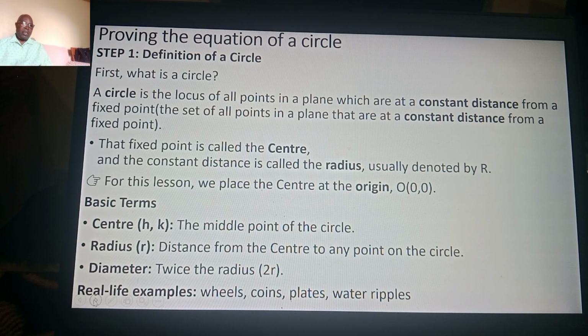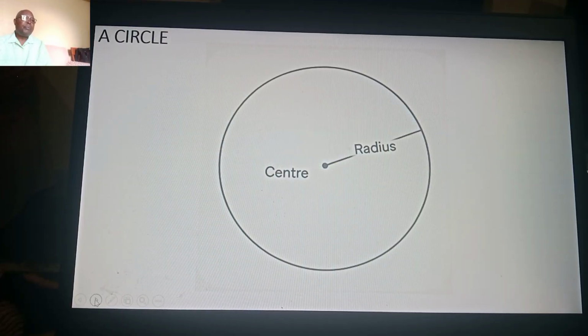Real-life examples: wheels, coins, plates, water pipes, water ripples, and so on. So, that is the diagram of a circle. Can you see the center as we have defined, and the radius.